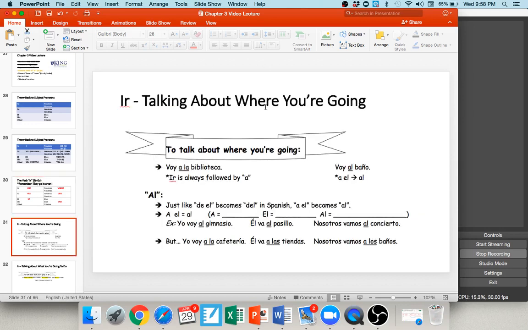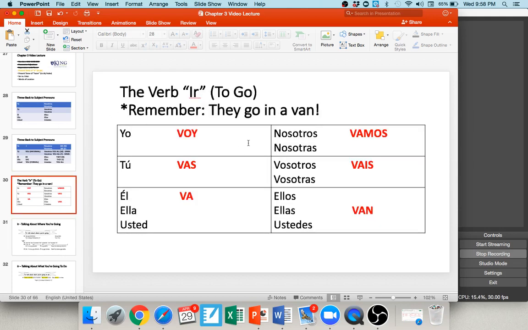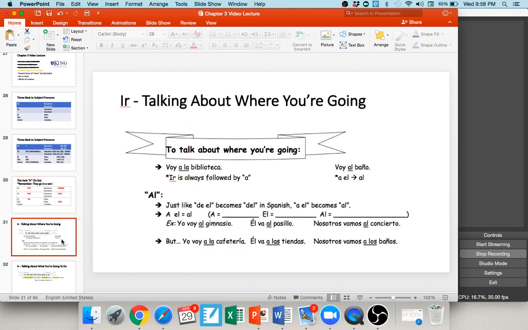Okay, now we often use ir to talk about where we're going or what we're going to do. So if we're talking about where we're going, the conjugated form of ir, your voy, vas, va, vamos, vais, or van, is usually followed by the letter a, which in Spanish is pronounced as a. So for example, voy a la biblioteca. I am going to the library. Now, if you didn't have the a, if you just said voy la biblioteca, I go to the library, doesn't make a lot of sense.